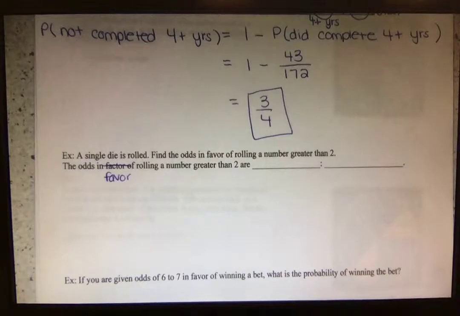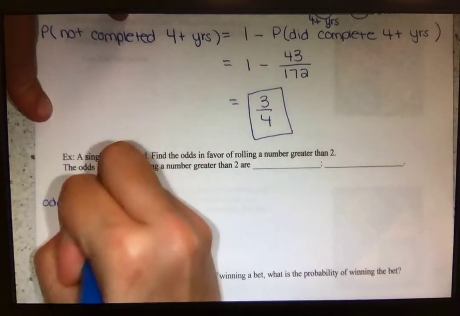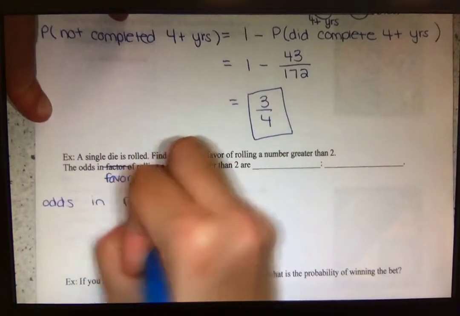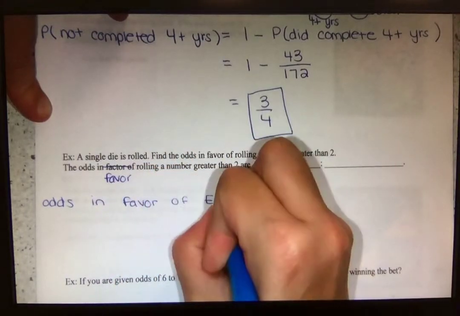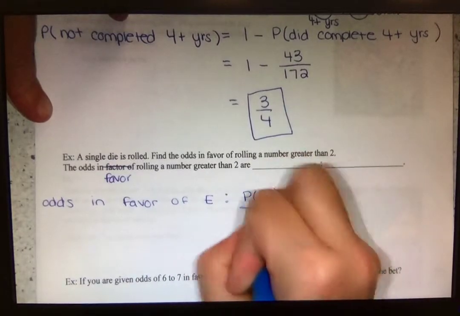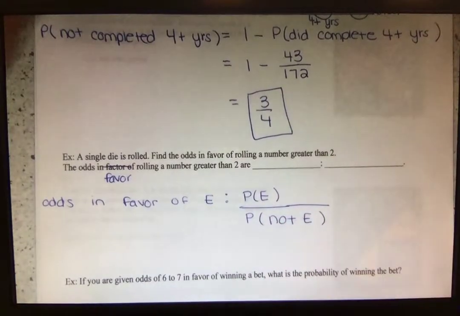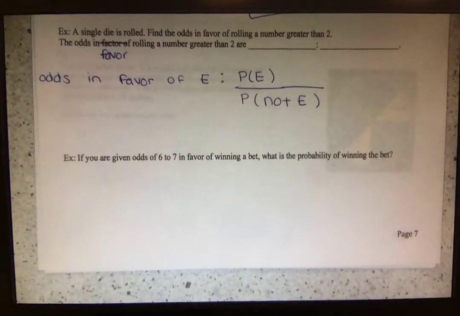The odds in favor of rolling a number greater than 2 are blank to blank. So going back to those definitions that we did, we said the odds in favor of an event occurring is the probability that the event will occur divided by the probability that the event will not occur. The odds in favor of something happening is the probability that it will happen divided by the probability that it won't happen.